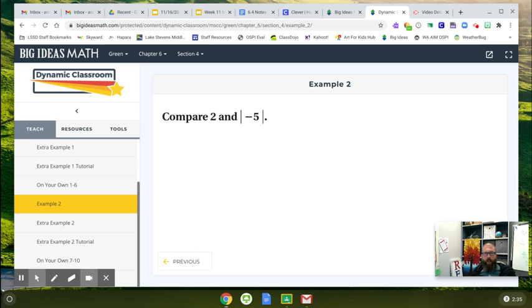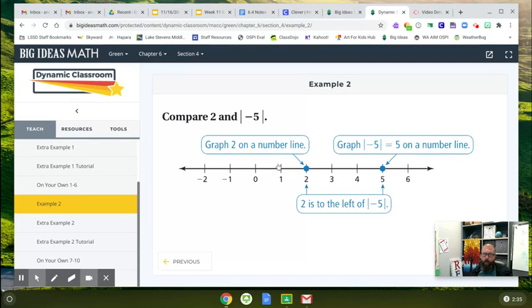So we are here at example 2, chapter 6.4, and now it's going to get a little trickier where it says compare 2 and the absolute value of -5. Remember, compare is less than, greater than. So what's greater? 2 or the absolute value of -5? Well, I'm going to graph 2 on a number line, and the absolute value of -5 is 5, right? So I'm going to graph 5 on the number line, and the greater one is always to the right. So the absolute value of -5 is greater than 2.